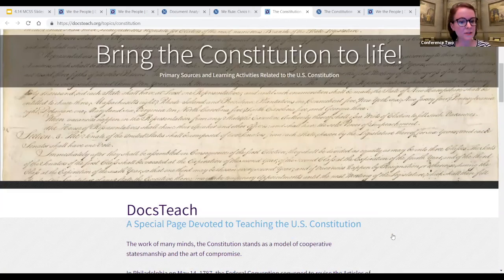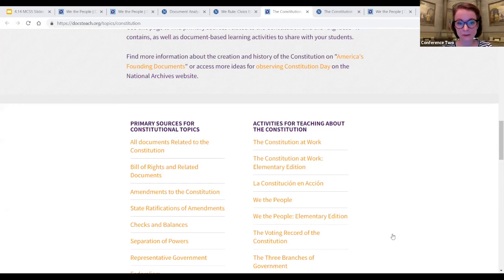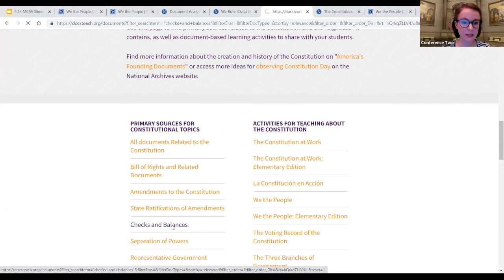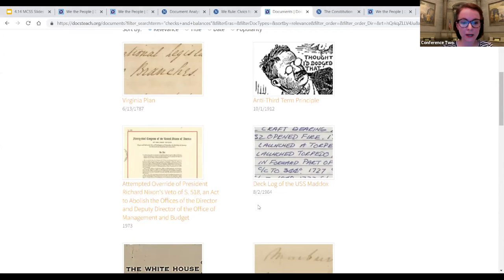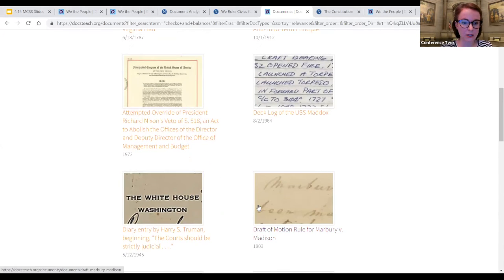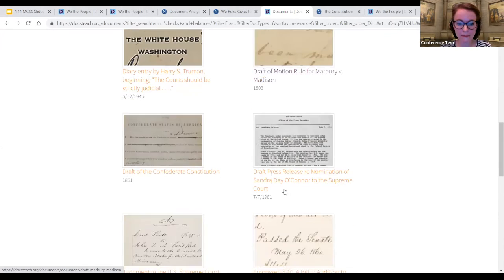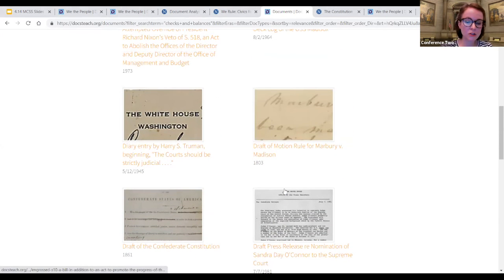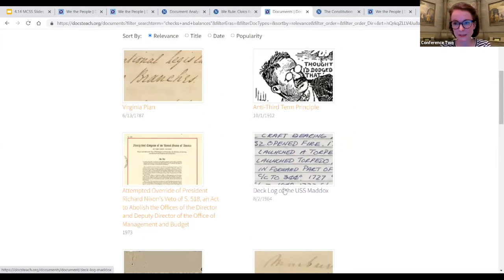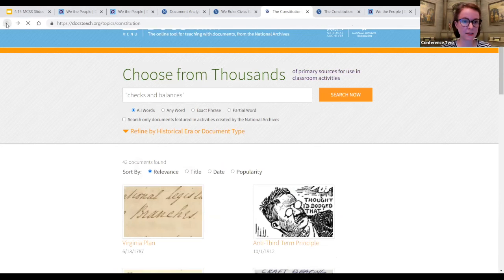I'm going to highlight the Constitution page here and just show, as you scroll down on the left side, you'll see primary sources for constitutional topics. So if you're looking for sources on teaching checks and balances, you can click on this link and find, okay, we've got an attempted override of President Nixon's veto. We've got documents related to Marbury versus Madison. We've got political cartoons. We've got the Virginia Plan. There's a lot of documents that we can use to explore this idea of checks and balances.